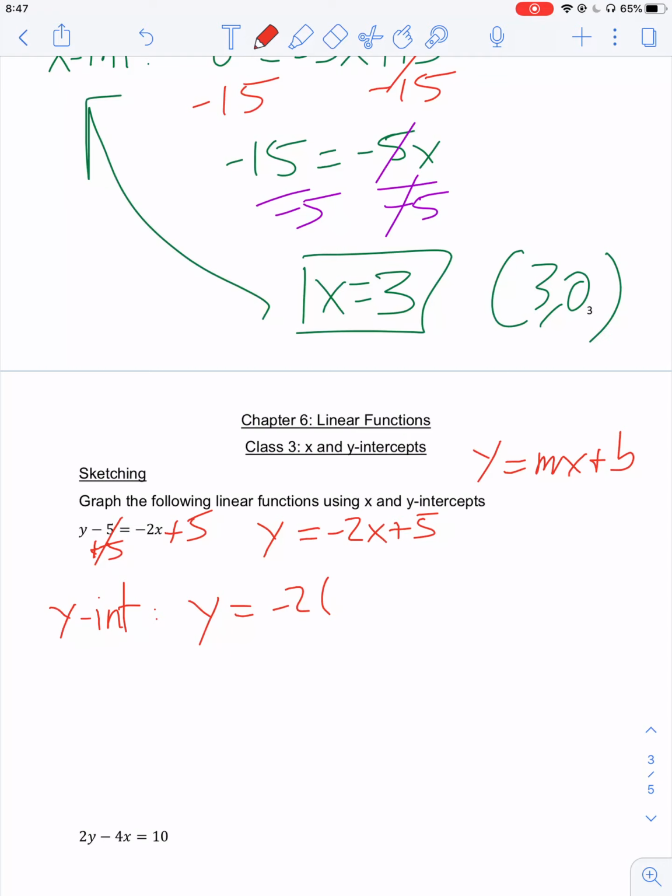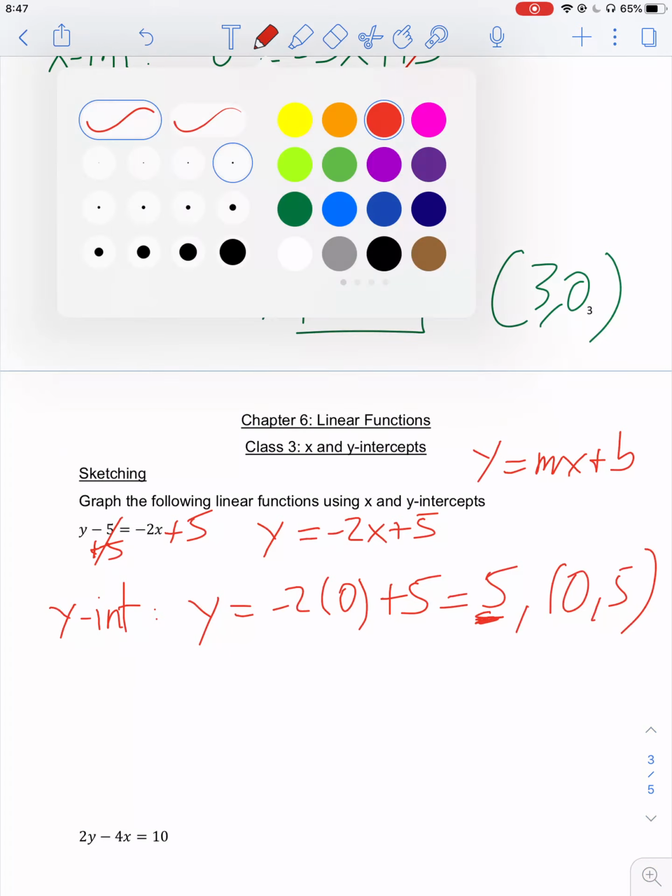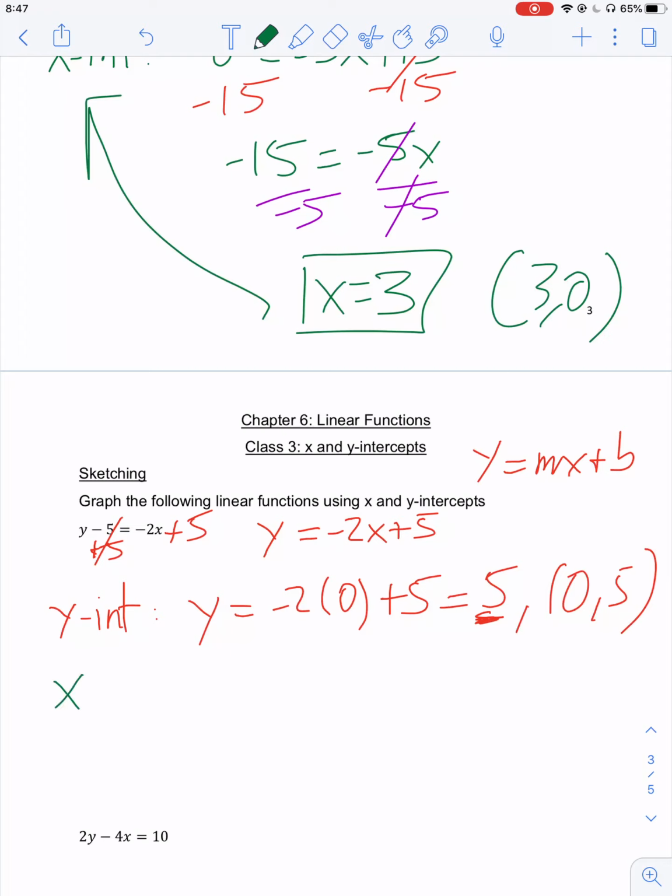So I'm just going to place this by 0 and then plus 5. So the y-intercept is 5, and the coordinates of this point are: when my x value is 0, my y value has to be 5, okay? This is your y-intercept. Now the x-intercept is a little, I guess, tricky. You have to replace your y value by 0.